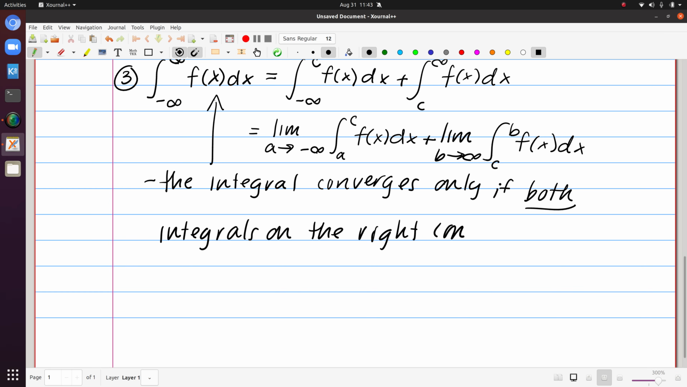So we've introduced the two new integrals on the right, and importantly, we need both of those to converge. So here we'll say, again, otherwise, the original integral diverges, but importantly, that means that as soon as you find that either one of these on the right diverges, you can stop and say that the original integral diverges.